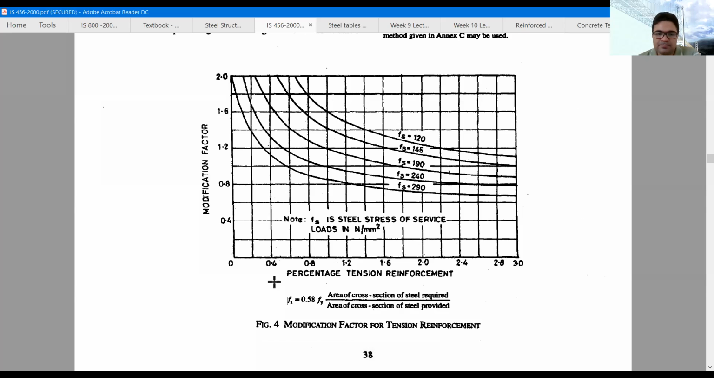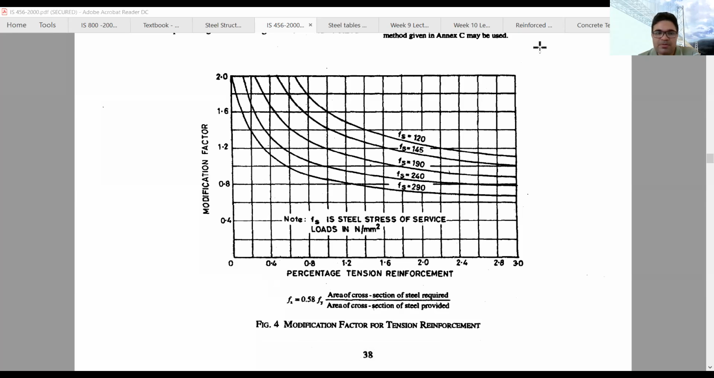So in the graph now, see our percentage of steel is 0.43%, and the Fs value is 200. Now you can see here this curve is for 290, and this curve is for 240, and this curve is for 190. So our curve for 200 will be just below the 290 curve. We have to visualize our curve. It will be running something like this.